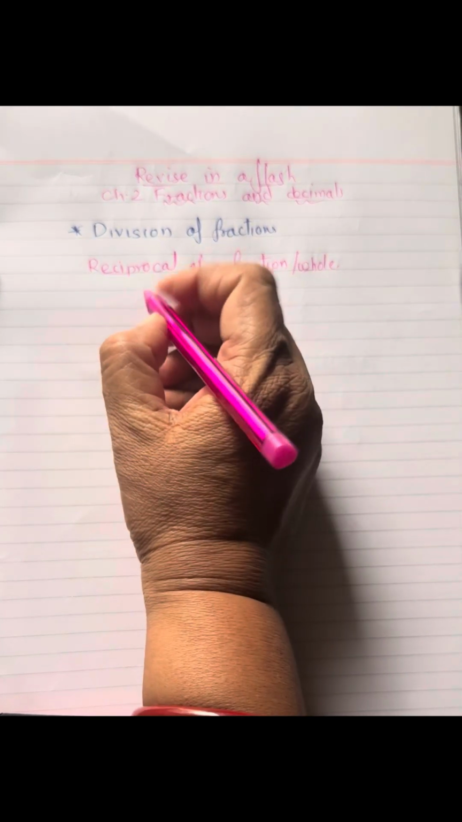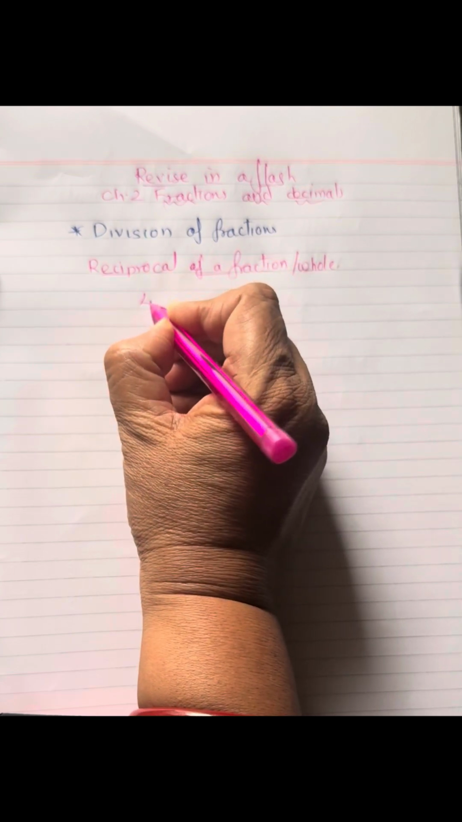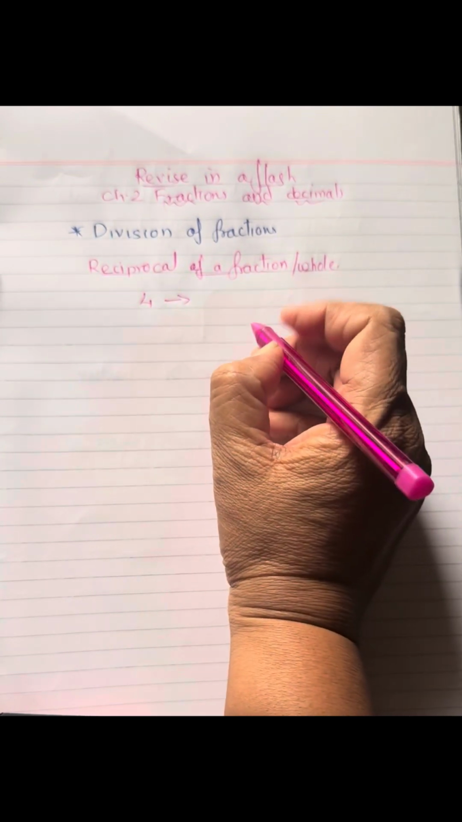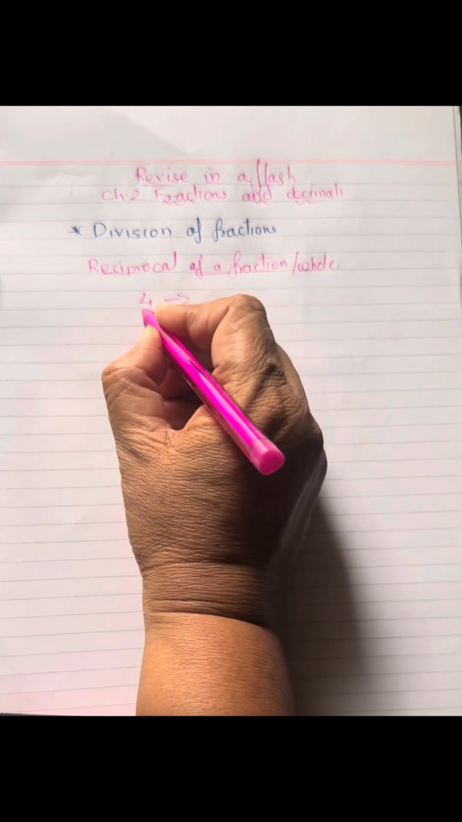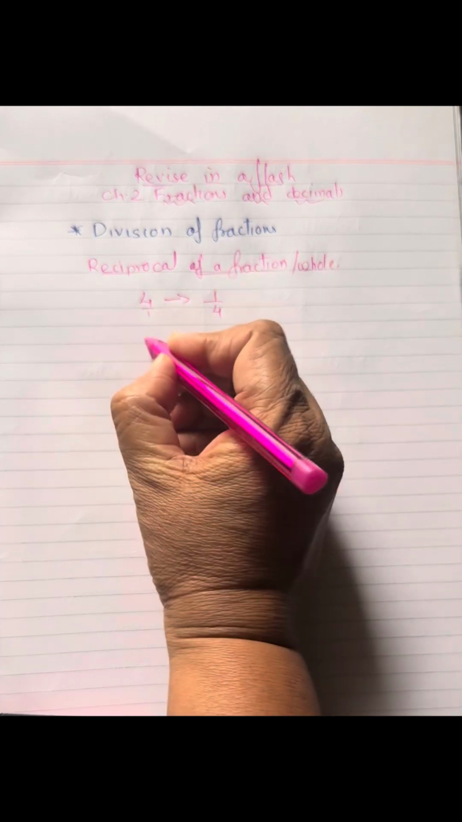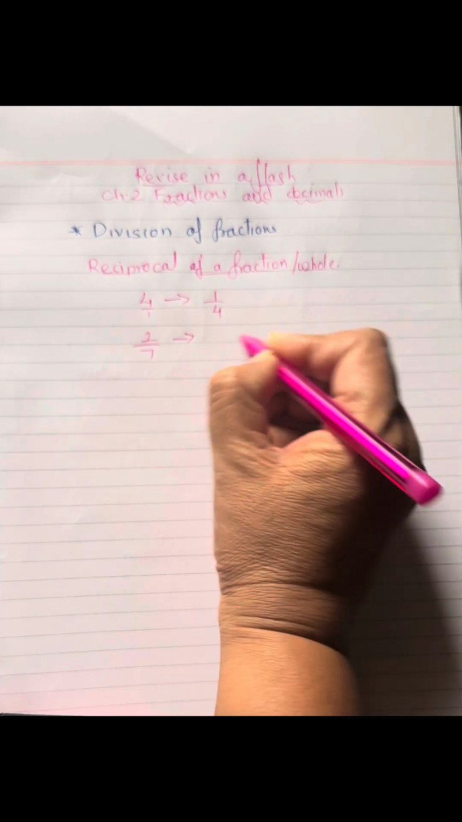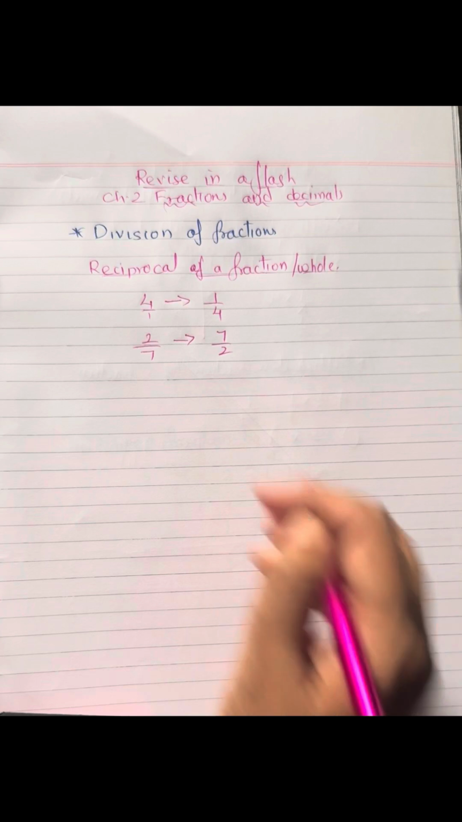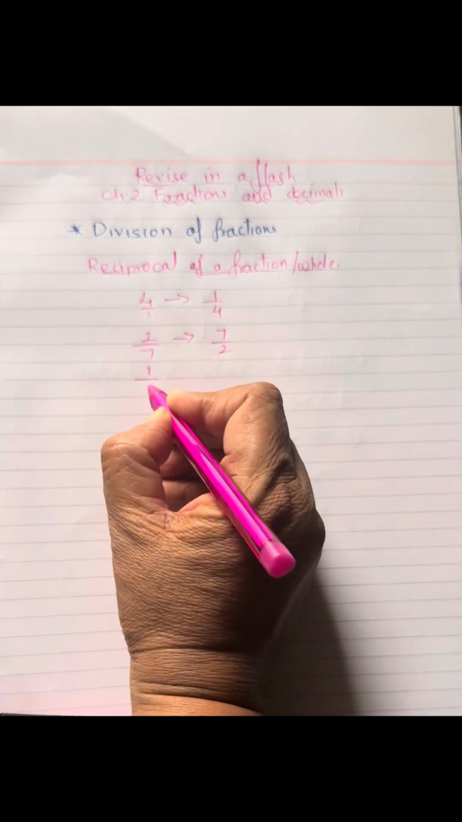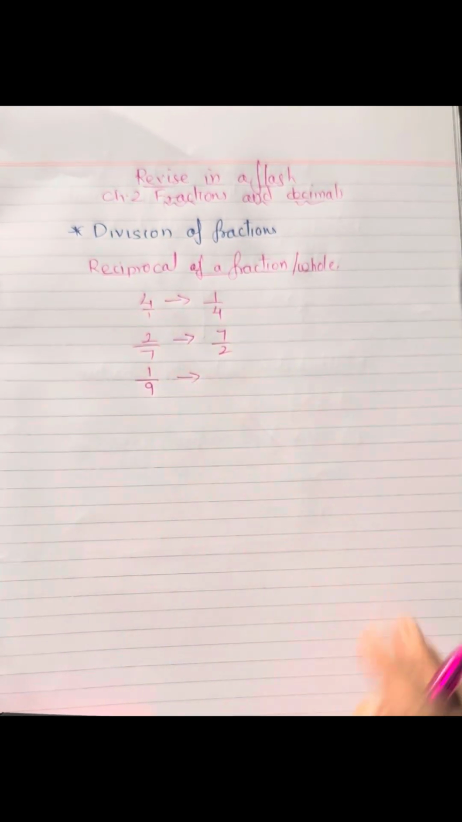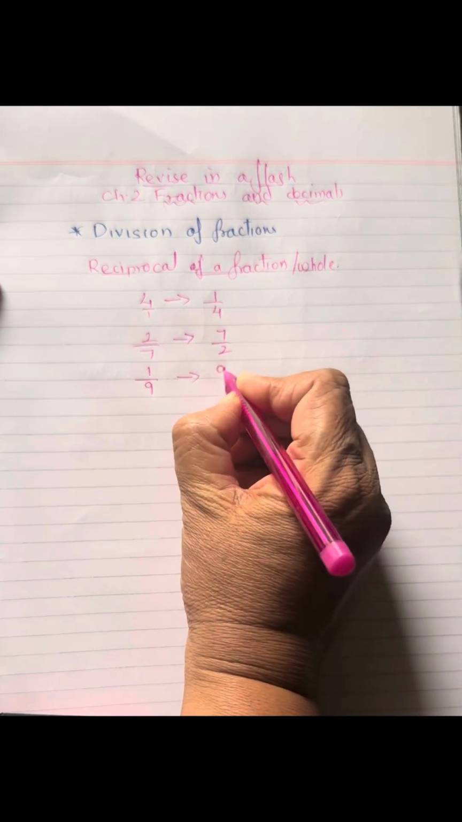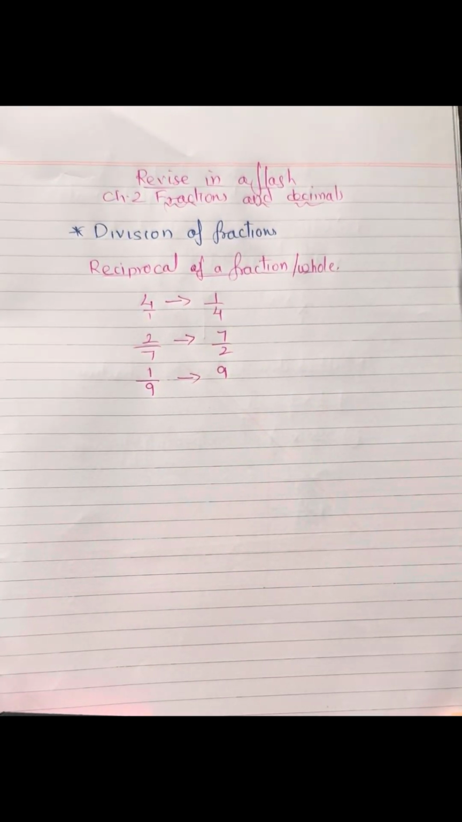So if I tell you what is the reciprocal of 4, you will just interchange the numerator and the denominator. Here nothing is there, means 4 upon 1. So this becomes 1 upon 4. Suppose it is given as 2 upon 7. So the reciprocal will be 7 upon 2. If a fractional number is given as 1 upon 9, its reciprocal will be 9 upon 1, means 9. So this is very important for you to remember the concept of reciprocal before understanding division of fractions.